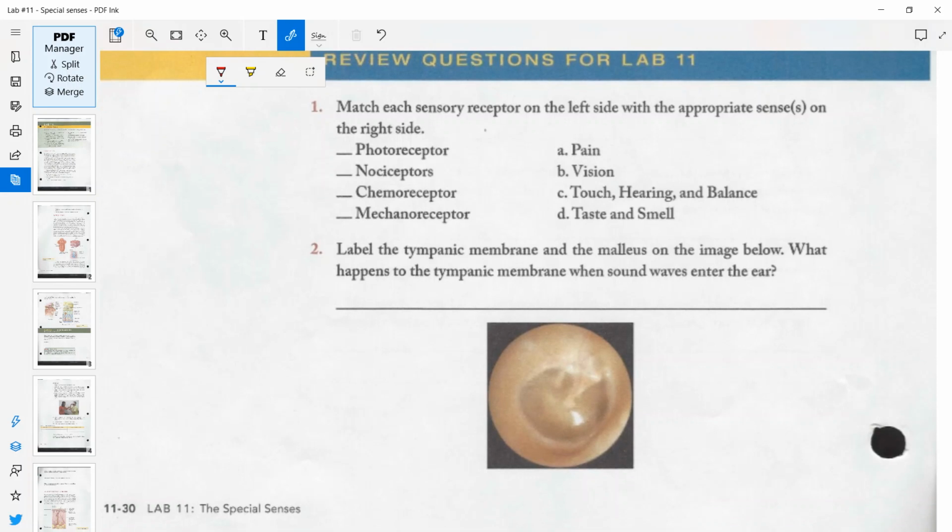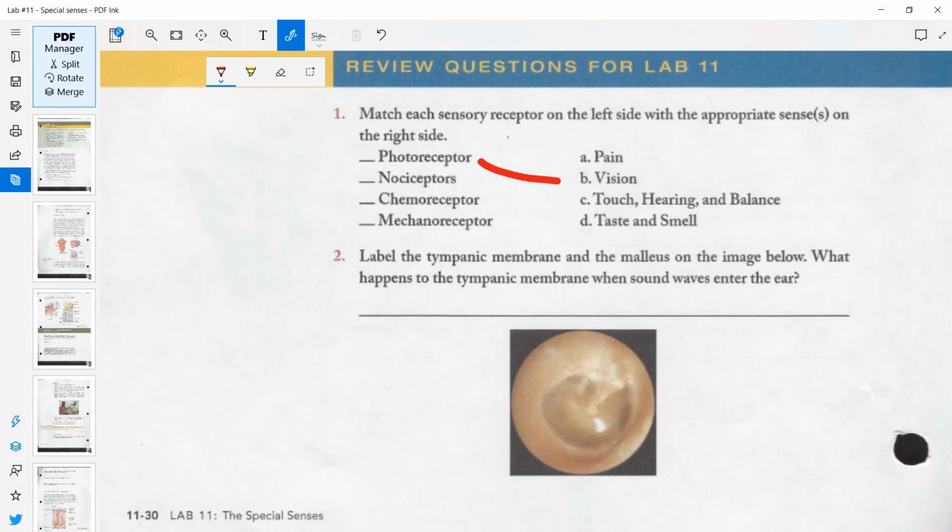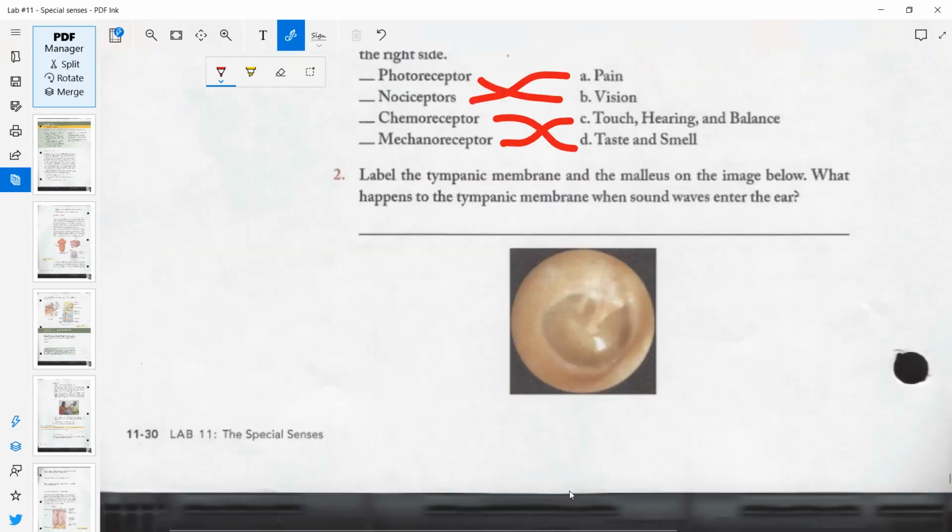So photoreceptors. Photoreceptors are receptors for vision. Nociceptors are receptors for pain. Chemoreceptors are receptors for taste and smell, and mechanoreceptors for touch, hearing, and balance.